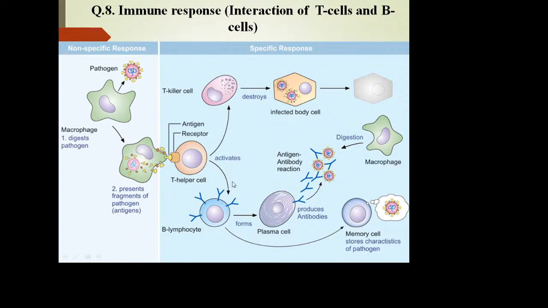Th2 produce specific cytokines, interleukins, for example, to activate B cells. B cells produce plasma cells, and plasma cells secrete antibodies. Antibodies specifically bind to antigen and destroy it.